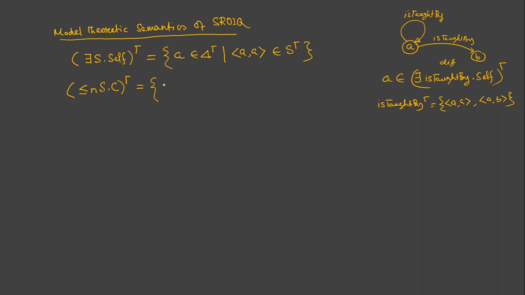So it will be the set of all A's belonging to the domain of discourse, and we'll first collect the set of B's such that AB belongs to S interpretation and B belongs to interpretation of C, and the cardinality of this set should be less than or equal to n. This is the semantics of the max cardinality S C, right? And similarly, we can draw up the min cardinality restriction, right?